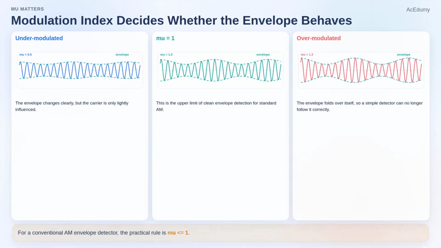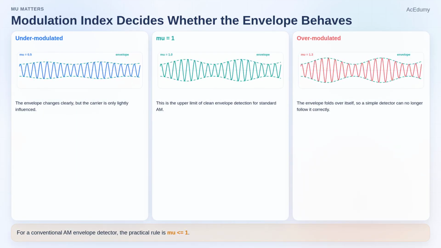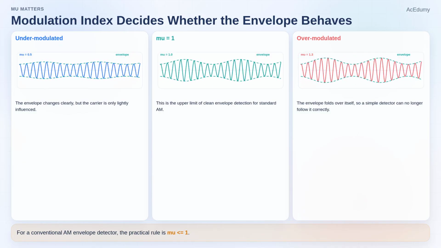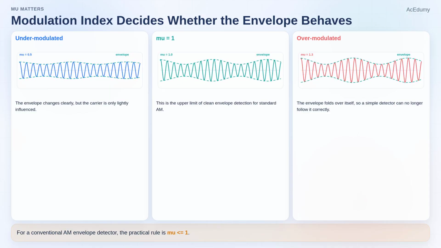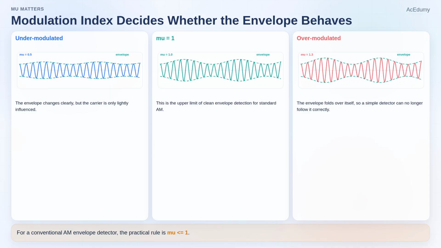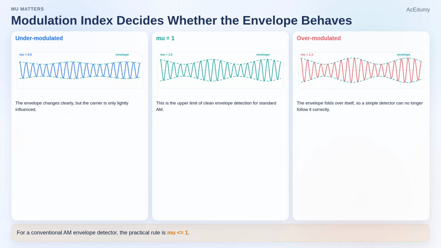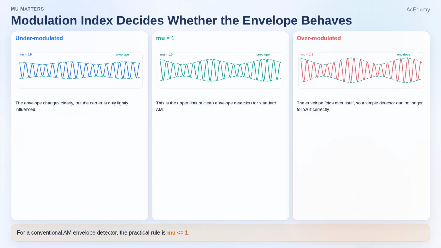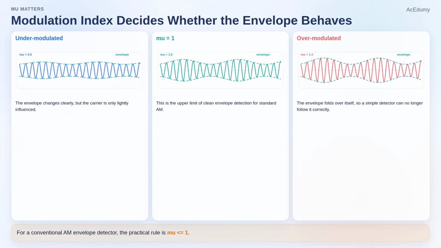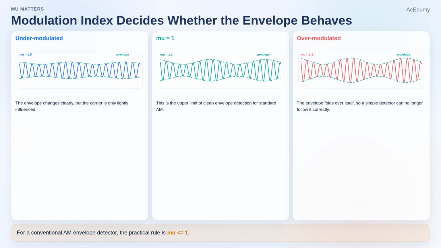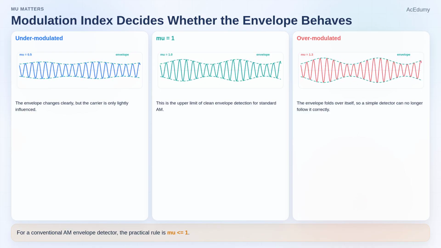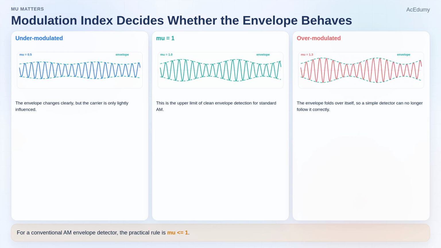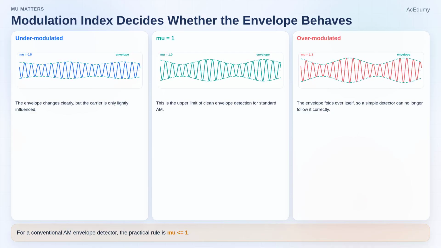For conventional AM, the modulation index tells us how strongly the message changes the envelope. If the modulation index is below 1, the envelope stays clean and easy to follow. At exactly 1, we are using the full envelope range without yet causing distortion. But if the modulation index rises above 1, the envelope folds over itself. That condition is called over-modulation.